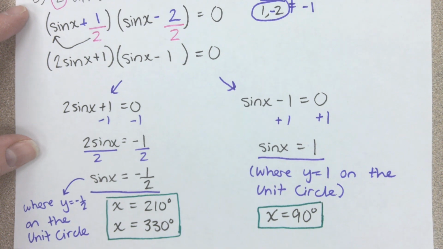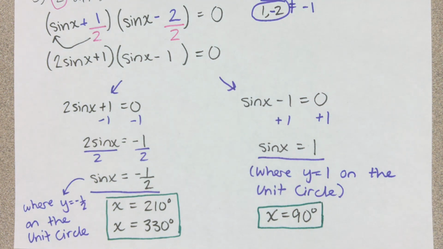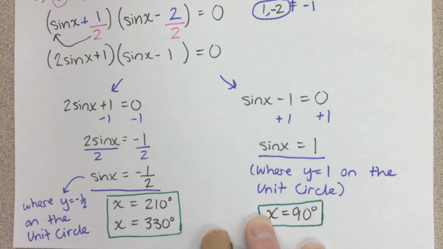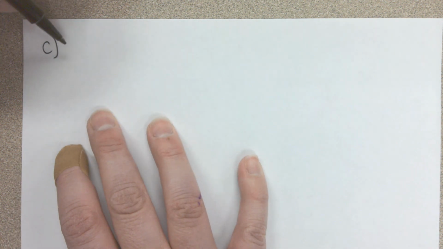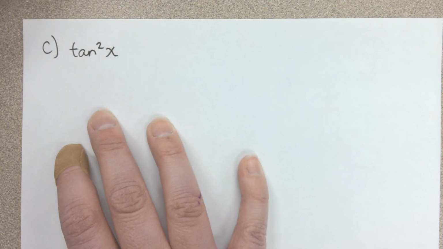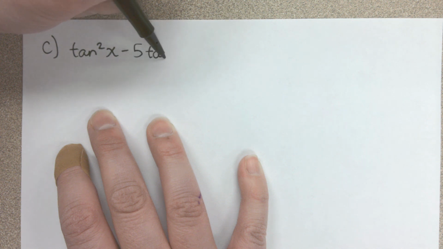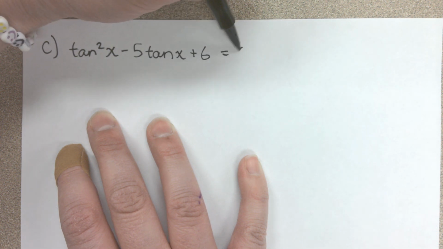Questions on this problem? Okay. This next one, the algebra, will be a tad easier, but the angle part will be a little bit more painful. However, you guys did really well on this part of the quiz, so honestly, you probably won't find this as hard. Last problem, problem C. Tangent squared x minus 5 tangent x plus 6 is equal to 0.